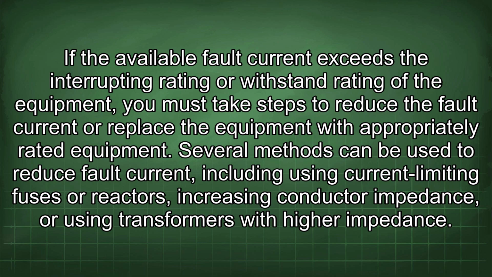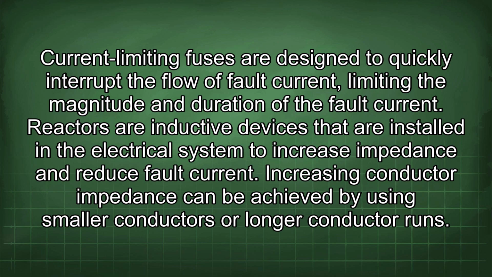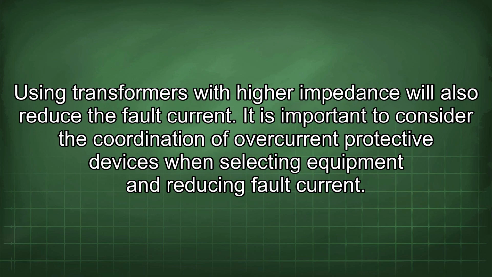Several methods can be used to reduce fault current, including using current-limiting fuses or reactors, increasing conductor impedance, or using transformers with higher impedance. Current-limiting fuses are designed to quickly interrupt the flow of fault current, limiting the magnitude and duration of the fault current. Reactors are inductive devices that are installed in the electrical system to increase impedance and reduce fault current. Increasing conductor impedance can be achieved by using smaller conductors or longer conductor runs. Using transformers with higher impedance will also reduce the fault current.